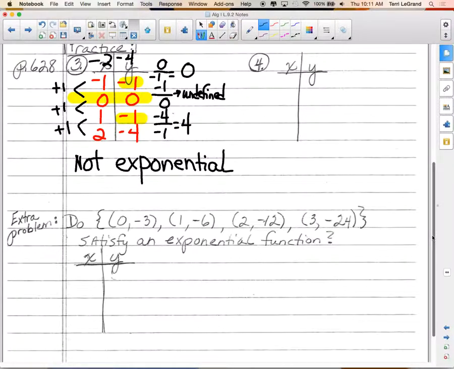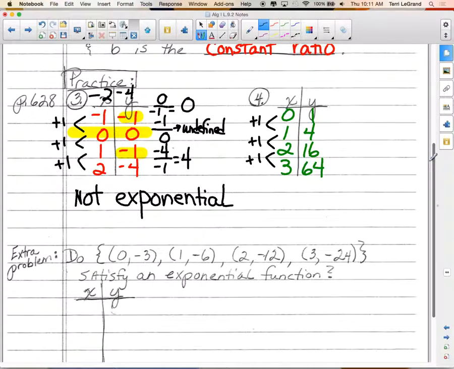Okay, let's transfer number 4 to a table. Get the ordered pairs in the table. After they are in the table, wherever there's a constant change going on in the x's, we can check the y's. It looks like the x's are always increasing by 1, so we can check all of the y ratios.